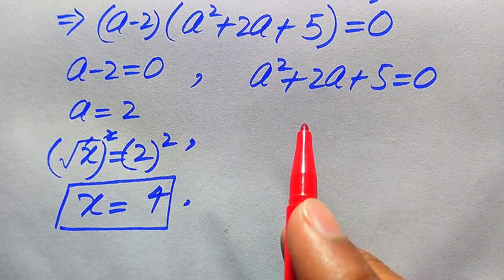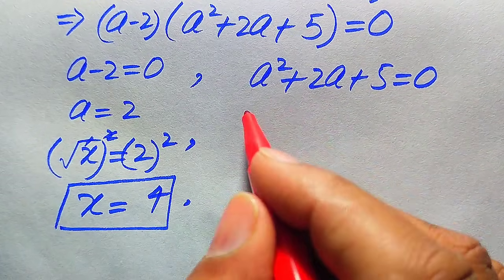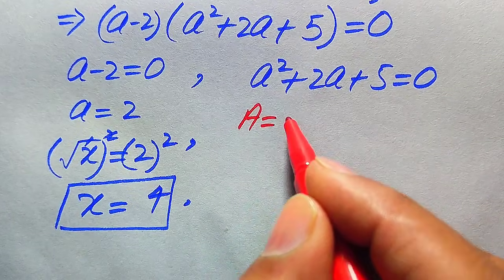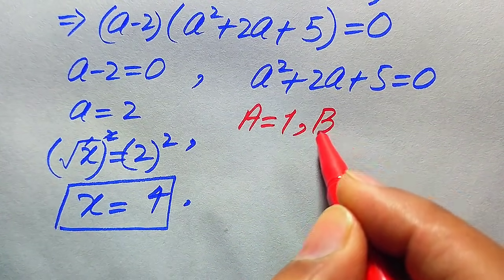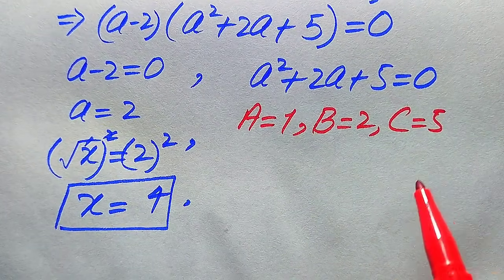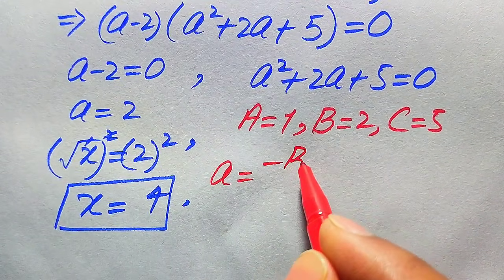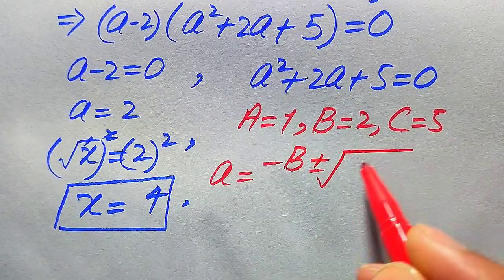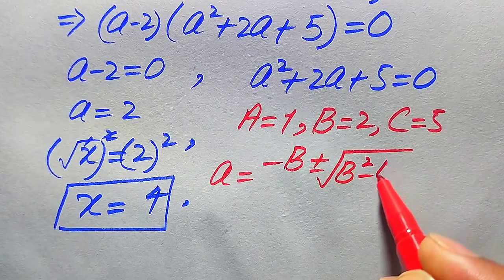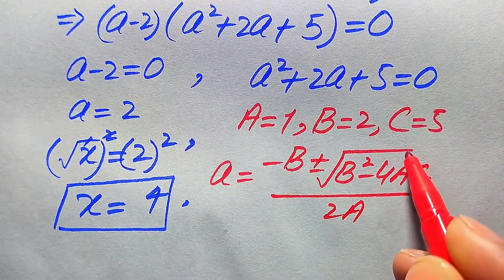In order to solve this we use the quadratic formula. So for this, first we write the coefficients of this equation: a equals 1, b equals 2, and capital C equals 5. And we state the quadratic formula as a equals minus b plus minus square root of b square minus 4 times ac, divided by 2 times a.